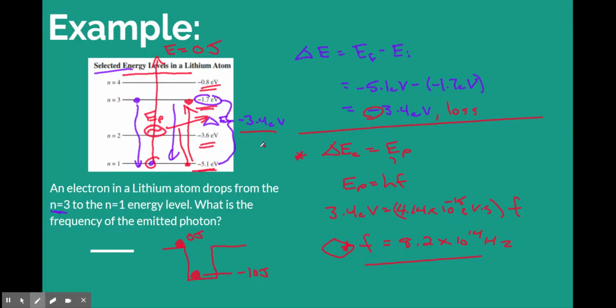All right, so I would suggest you try a few examples on your own, get familiar with the wording of questions, but also relating the changes in energy to the electron and the emitted photons, and get used to seeing potential energies of electrons in energy levels of atoms being shown as negative values.